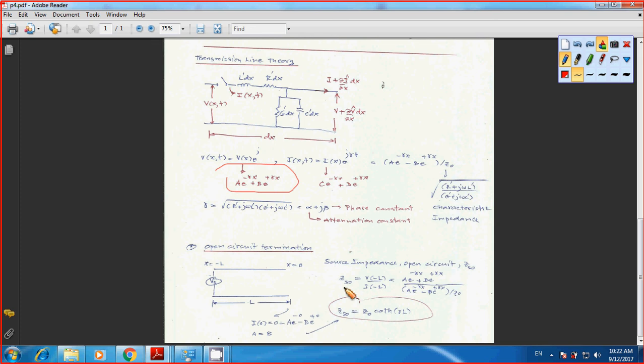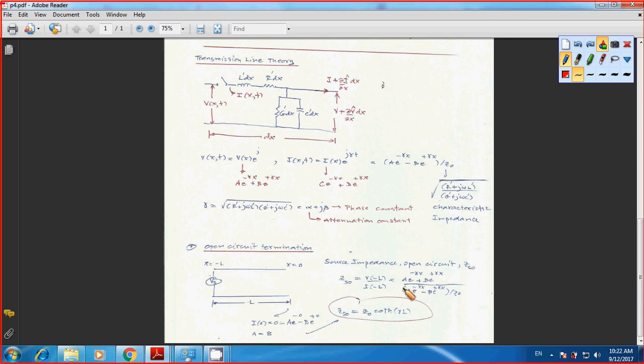When you have this equation, Z equal to V over I, this is your V. So you plug in x equal to negative L right here. But what you need to consider is that you need to find the relation between A and B. For the open circuit termination of the transmission line, at x equal to 0, you know that it has no current at this point because it's open circuit. You pick up this one, this is your I, right? When you plug in x equal to 0, this term drops, and you have A minus B equal to I, but your I is equal to 0. So A minus B equal to 0, that gives you A equal to B. That gives you a relation between A and B.